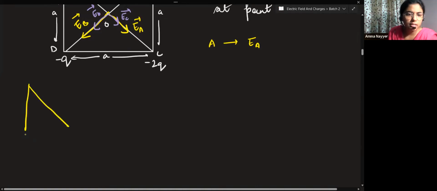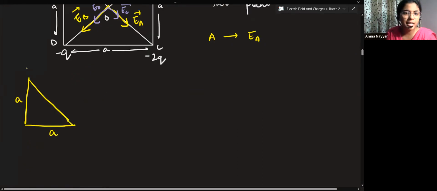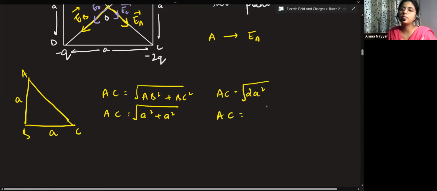If this is your triangle A, this triangle I'm talking about, yeah, this one. And we have to find out this side. So you will use the simple Pythagoras theorem. According to Pythagoras theorem, this side, the diagonal AC in your triangle ABC, AC will be equal to the square root of AB square plus BC square. AC will be equal to the square root of A square plus A square. AC will be equal to the square root of 2A square. If you take A out, root 2 will be left. This is A root 2. So the whole diagonal is A root 2.